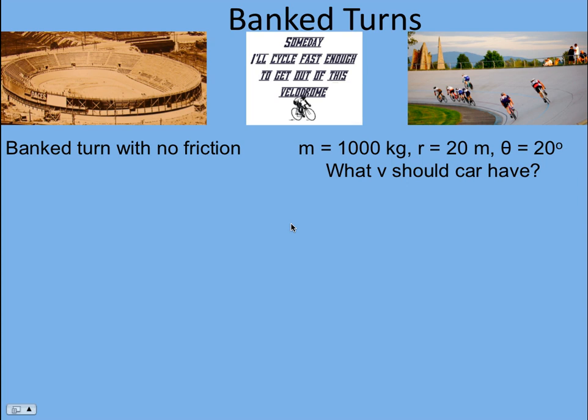Let's take a look at a problem where we've banked the turn, but we'll ignore friction in this case. That makes it a little easier. And so a bank turn is when you turn the road surface in toward the center of the circle.